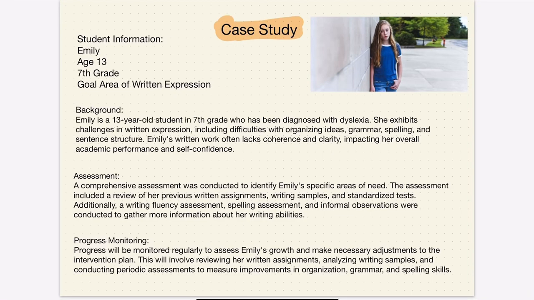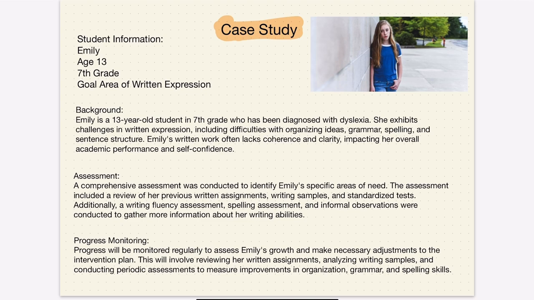We are going to look at a case study this week for our assignment. A case study is an example. So we have a student named Emily who is 13 and in the 7th grade, and her IEP goal area of support is in written expression.